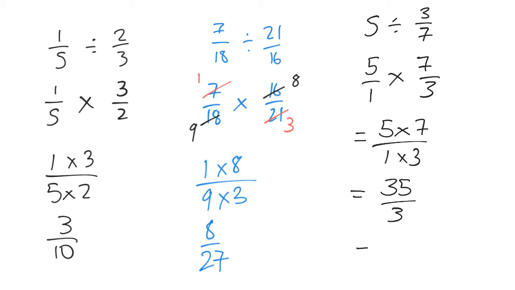35 over 3 we need to change into a mixed number. How many 3's are in 35? So that's 11 with 2 left over. So the answer is 11 2/3.